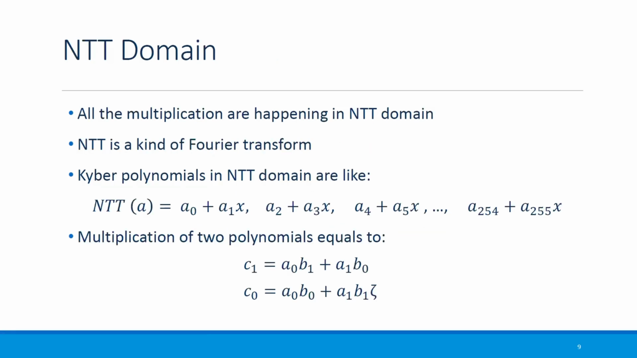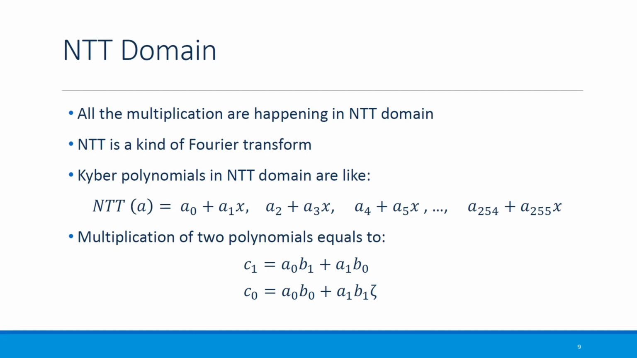We need lots of multiplication in Kyber, and to reduce the time that we need for multiplication, we do this multiplication in the NTT domain. NTT is simply a kind of Fourier transform, and when we transfer a polynomial to the NTT domain, in the case of Kyber, because of the ring and everything there, the polynomial can be simply shown as a sequence of 128 other polynomials with degree 1. So here you see an example.